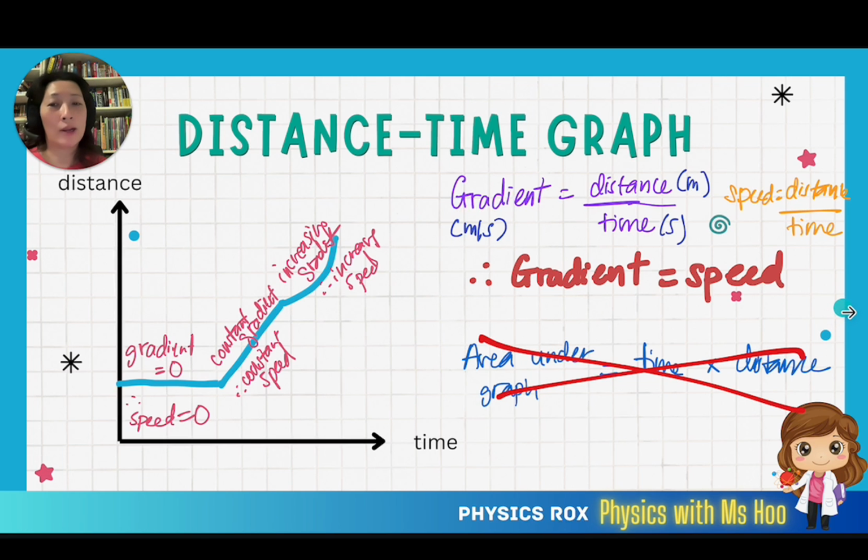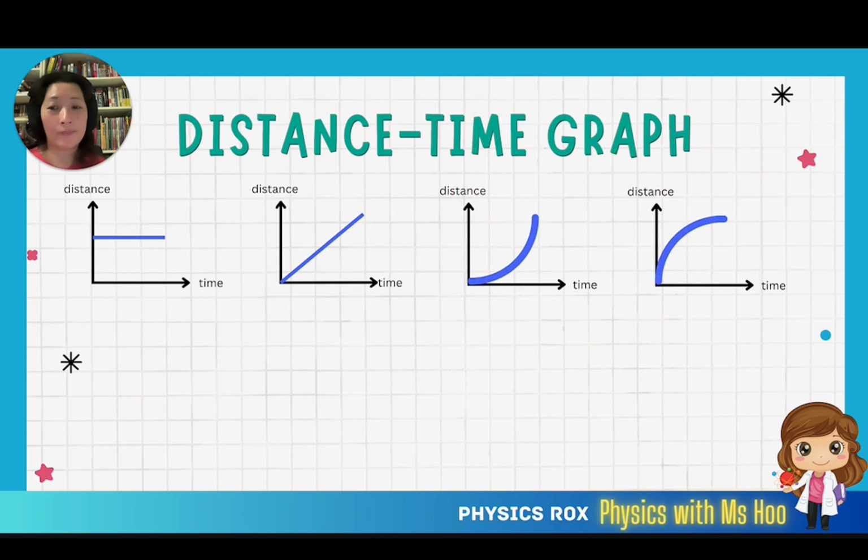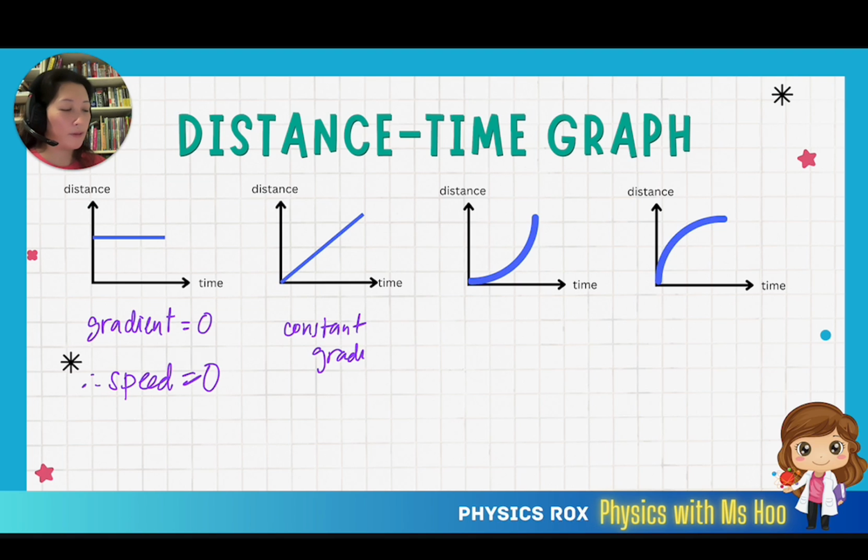So to take a quick overview again of distance time graph, here I've got 4 general graph shapes. So in the first graph, you can see that the distance does not change, or in other words, the gradient is 0. So because the gradient is 0, that means the speed is 0. For the second graph, the gradient is constant. That means the speed is constant.